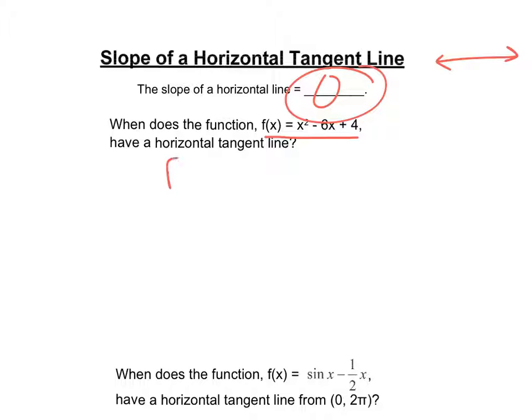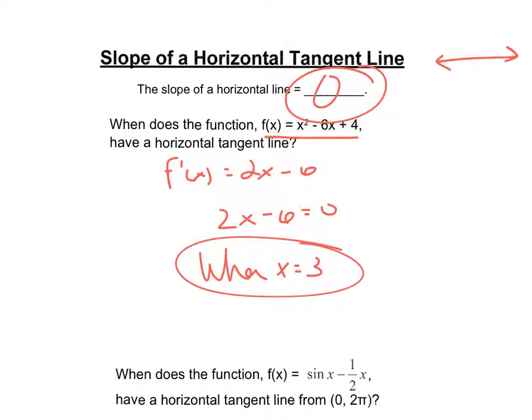So I need to figure out my derivative function, which is going to be 2x minus 6, right? And then I figure out where that equals 0. Okay, so take a second, solve that out, and then we will keep going. All right, hopefully you got when x equals 3.